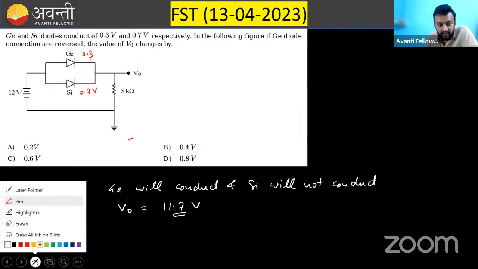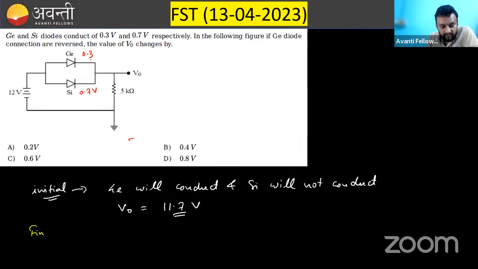Now there is a final situation when diode terminals are reversed. Which diode is reversed? Germanium diode will reverse. So if germanium diode is reversed, then it will not conduct. Only silicon diode will conduct in that case. If silicon diode will conduct, 12 volt is applied initially. This is 12 volt which is applied initially. 0.7 volt is utilized by silicon diode. So remaining potential at V naught will be 11.3 volt.